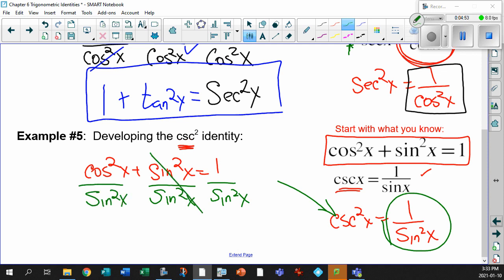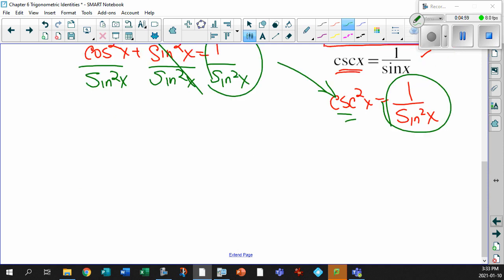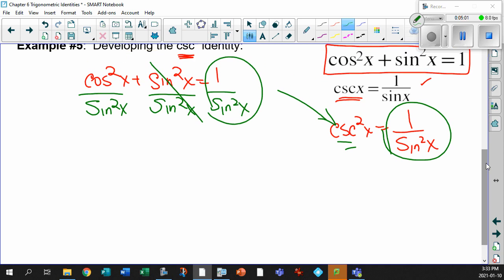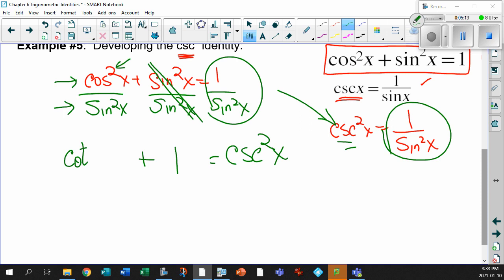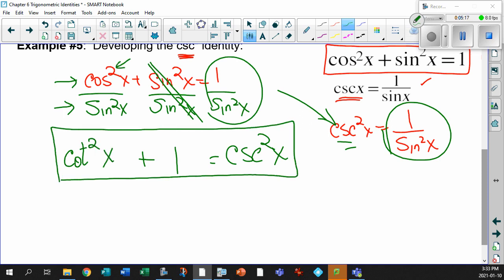That cancels with this. You know that this already is our cosecant squared, which is halfway there, right? That's what we're after. Okay, so here's cosecant squared x. Beautiful. That cancels out to give you 1. Cos over sine, isn't that cotangent? But yeah, don't forget it's cotangent squared x. There is your identity.